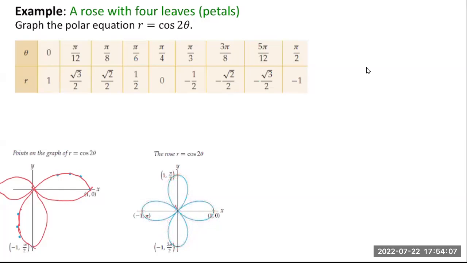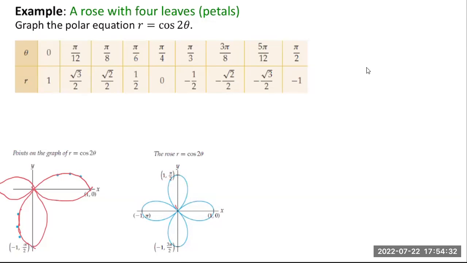The way the graph is moving when the angle is increasing, the way a point on the graph is moving, is this. This is the trace of the graph as theta is increasing.